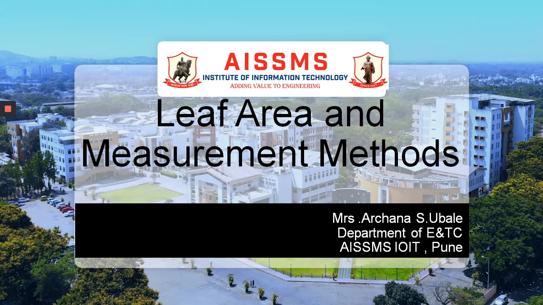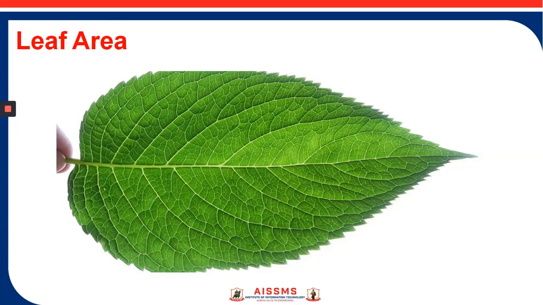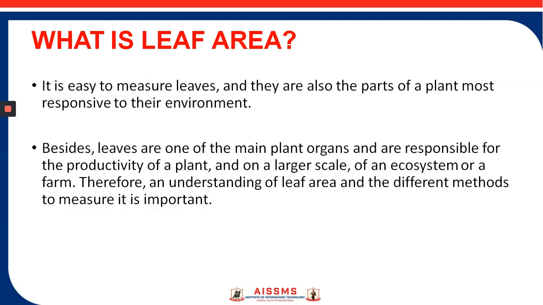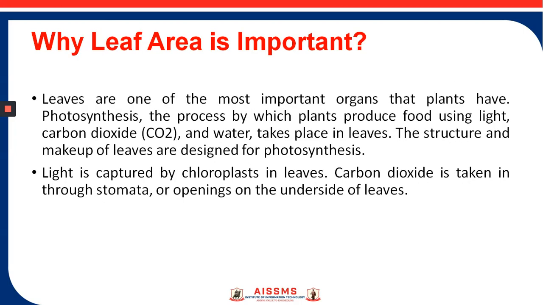Today I am going to explain leaf area and its measurement techniques. Leaf area is a very important point in today's modern agriculture. So we are going to see what leaf area is. Leaf area is easy to measure, and leaves are also the part of the plant most responsive to their environment. The leaves are the main plant organs, responsible for the productivity of the plant and, on a larger scale, of an ecosystem or a farm. Therefore, an understanding of leaf area and the different methods to measure it is important.